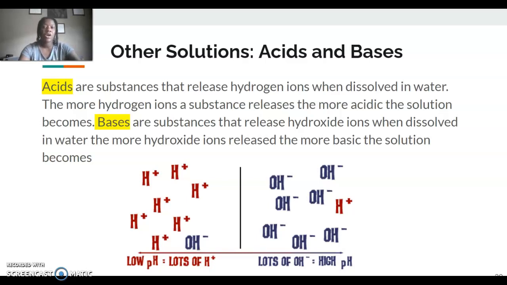Other solutions that we'll talk about are acids and bases. Acids are substances that release hydrogen ions when dissolved in water. The more hydrogen ions a substance releases, the more acidic the solution becomes. Bases are substances that release hydroxide ions when dissolved in water. Again, the more hydroxide ions that are released, the more basic a substance becomes. As far as pH goes, a low pH means that you have lots of hydrogen ions. A high pH means that you have lots of hydroxide ions. So a low pH is something that's acidic. A high pH is something that's alkaline, something that's basic.